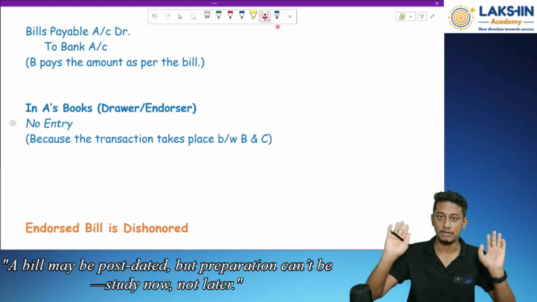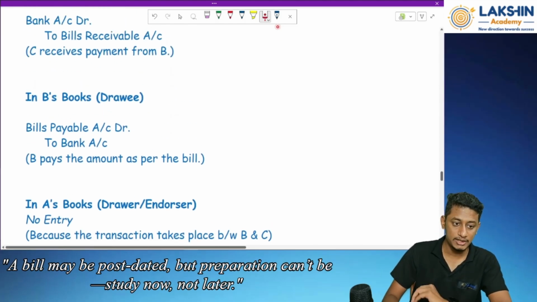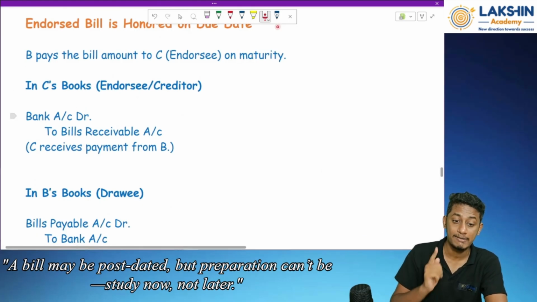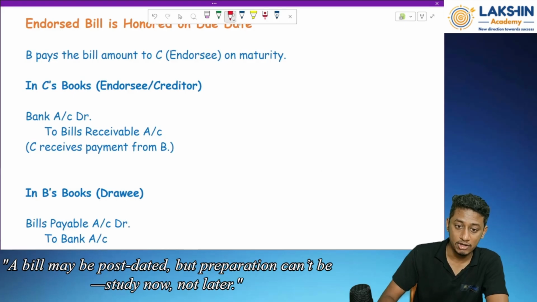B and Mr. C now. Okay. So come to Mr. C's books of accounts. Mr. C will be the receiver of the money, or he will be called the payee. In this case, he will also be called the holder of the bill, because he is holding the bill now, right? He is the holder of the bill.